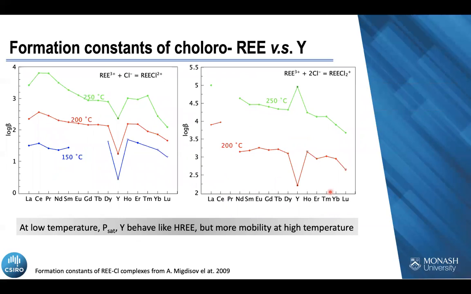So the next thing we do is add the yttrium data to the figure I presented in the previous slides. We see that at low temperature, yttrium behaves more like a heavy REE. But when temperature goes higher, yttrium becomes more mobile.